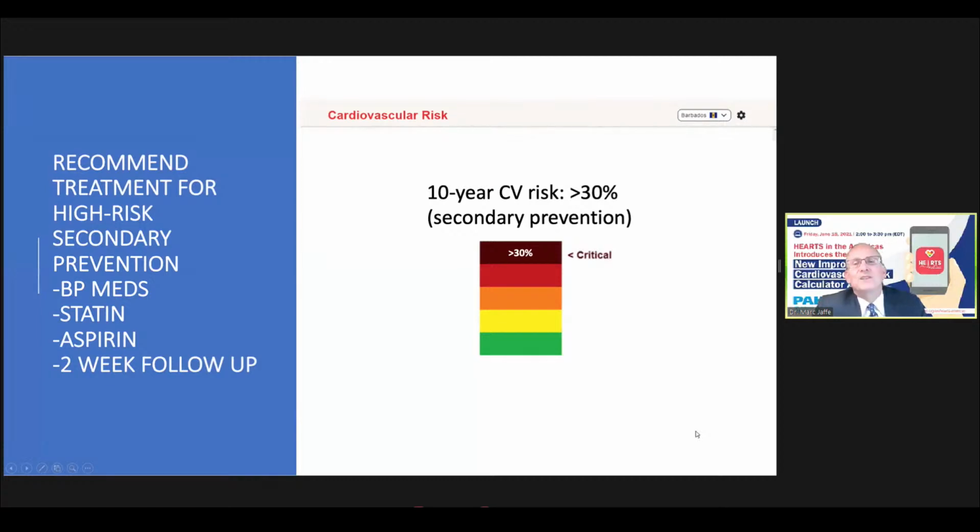And then treatment for this patient on the left, because they are beyond red, right? They're over 30% in the critical range, that beautiful dark red maroon color. We'll say for secondary prevention with established coronary disease, it would be blood pressure medications as appropriate, consider a statin, consider aspirin. And then the follow-up would be more frequent, would be in 2 weeks until things are under control. So next, let's go to the next slide.